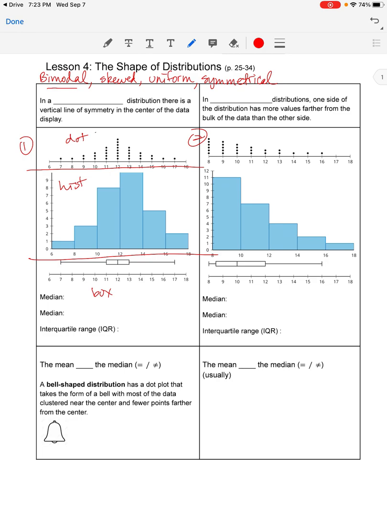I gave them these 4 names: bimodal, skewed, uniform, and symmetrical. They're names for the shape of the distributions. They had to guess which name went with which of these 4 distributions. So if you weren't in class today, I encourage you to pause and try it yourself. Okay, so for this first one, this is a symmetrical distribution.